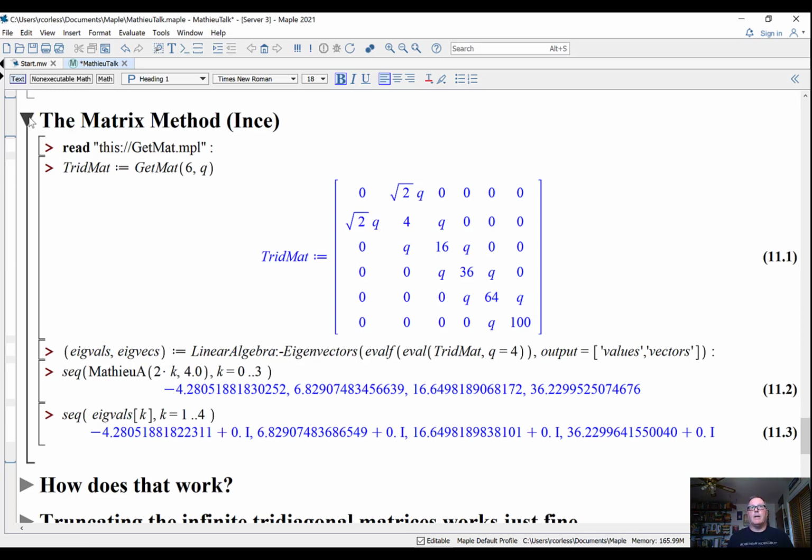The infinite tridiagonal matrix is a very nicely behaved one because the entries along the diagonal grow like the squares of integers, actually. It's squares of twice the integers, and so they grow quite quickly, and so the eigenvalues cluster around those points for small q.